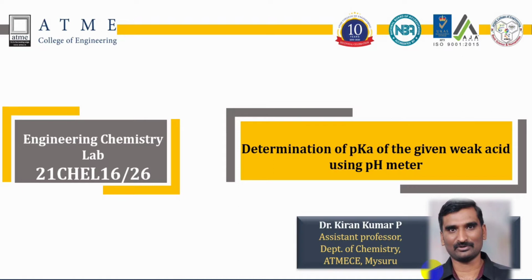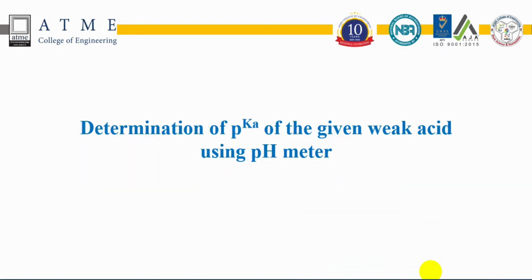Today's experiment is the determination of pKa of a given weak acid using pH meter. So the aim of the experiment is to determine pKa of a given weak acid using pH meter.